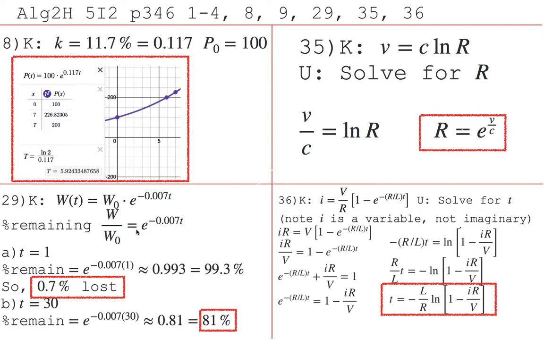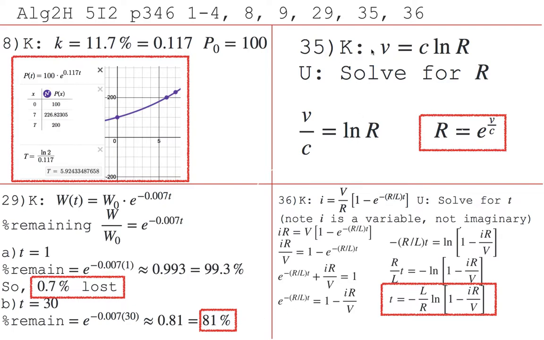If t equals 1, you plug 1 into this, and you get 0.993, which is 99.3%. So that means that 0.7% was lost. After 30 days, you plug 30 into this formula, and you get about 0.81, and that's 81%.